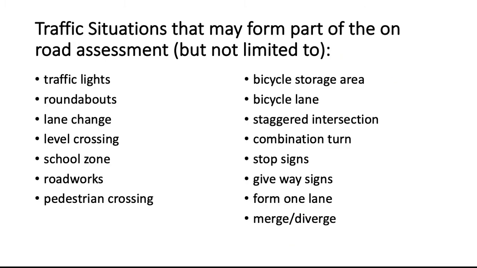The traffic situations that may form part of the on-road assessment, but not limited to, include traffic lights, roundabouts, lane changes, level crossings, school zones, roadworks, pedestrian crossings, bicycle storage areas, bicycle lane, staggered intersection, combination turn, stop signs, give way signs, form one lane, and merge and diverge.